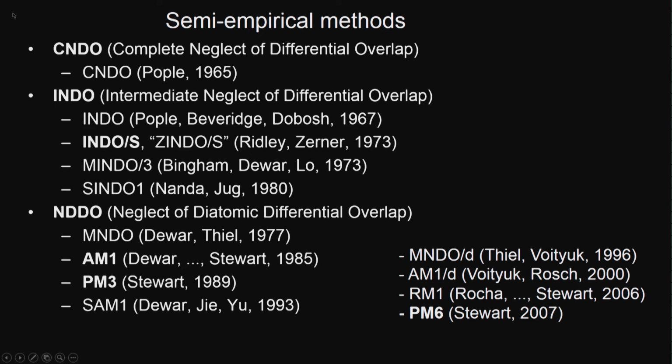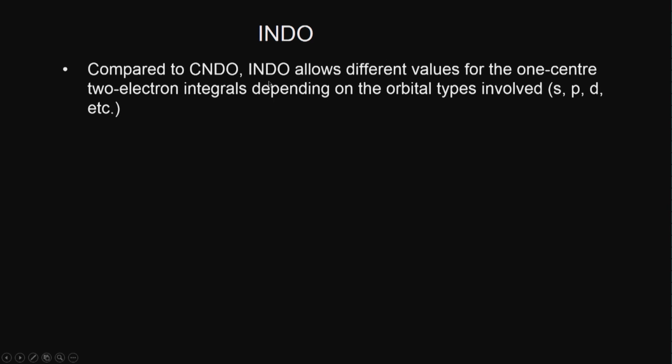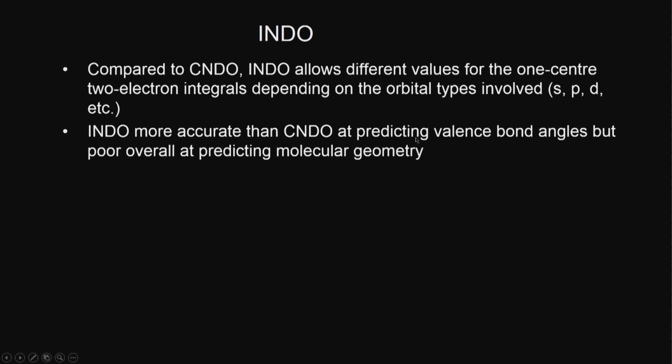Starting from complete neglect of overlap, going to INDO, the intermediate neglect. Compared to CNDO, INDO allows different values for the 1-center 2-electron integrals depending on the orbital types involved, like s, p, d, etc. So it improves on that. It is more accurate than CNDO at predicting valence bond angles, but poor overall at predicting molecular geometry. It gives you a good idea about the bond angles, but for molecular geometry it is not very good.